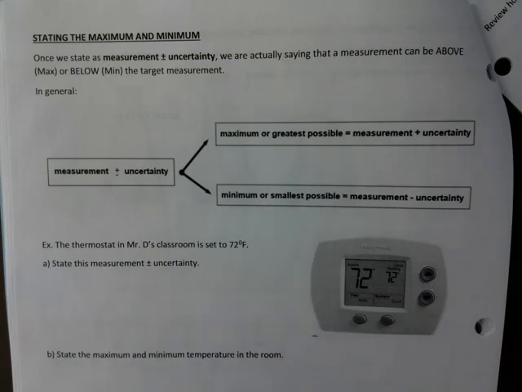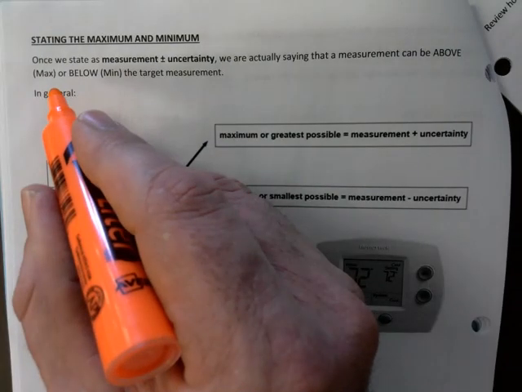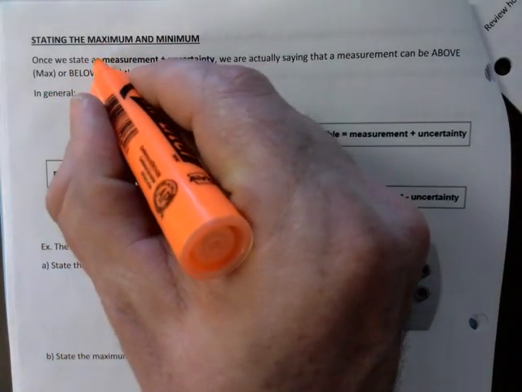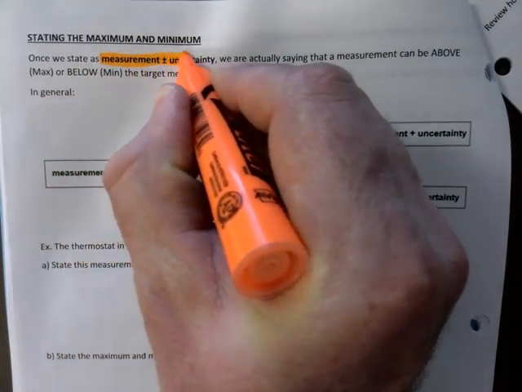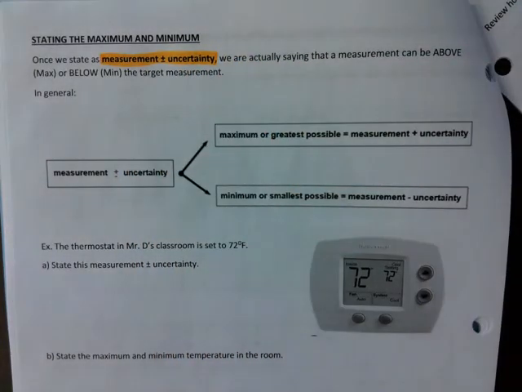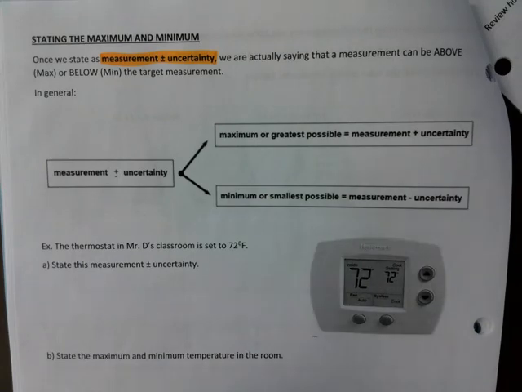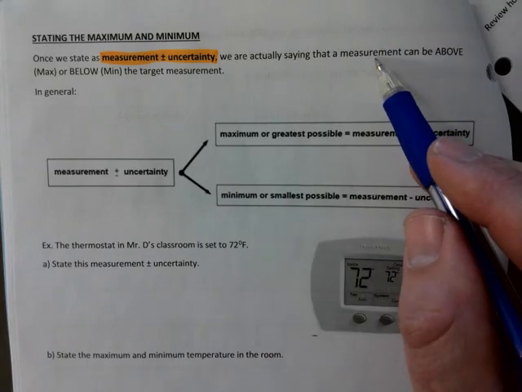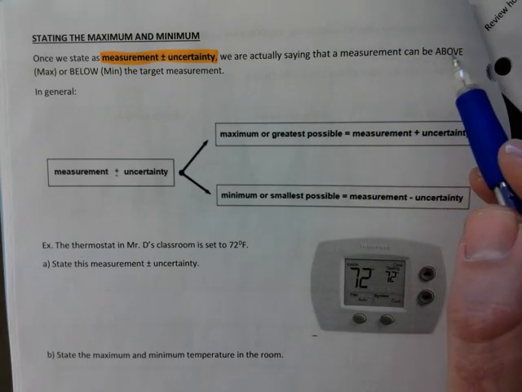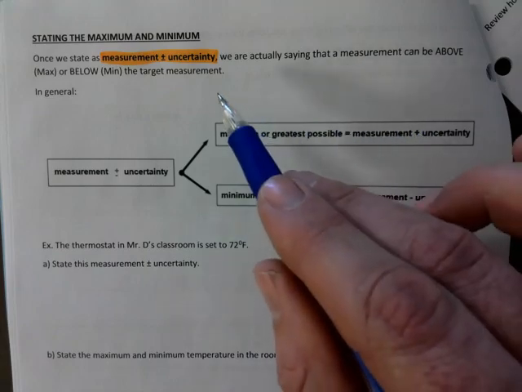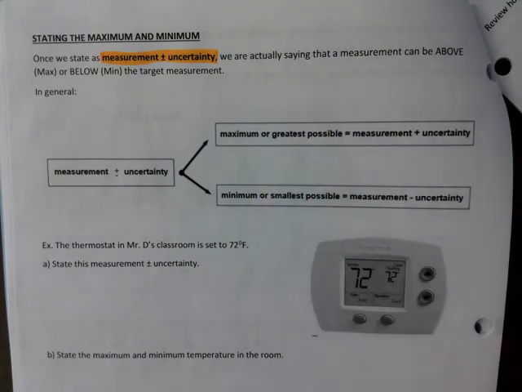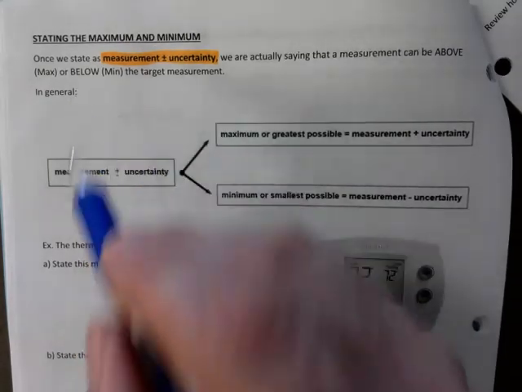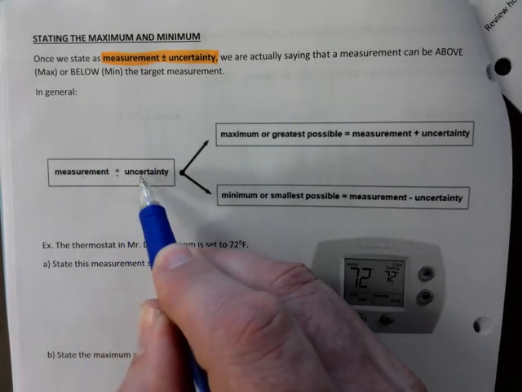So just adding a little layer to what we've been doing. Once we state, highlight this part, the measurement plus or minus its uncertainty, we are actually saying that the measurement we're reading can be above or below the target. Okay? So in general, if you have measurement plus or minus the uncertainty, right?